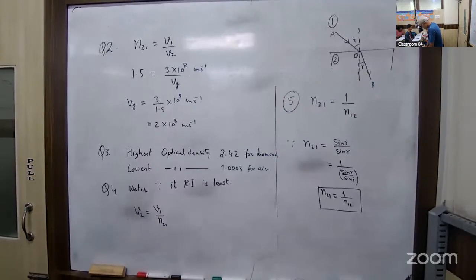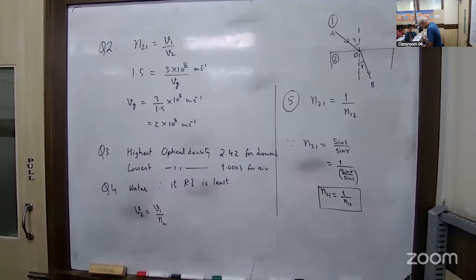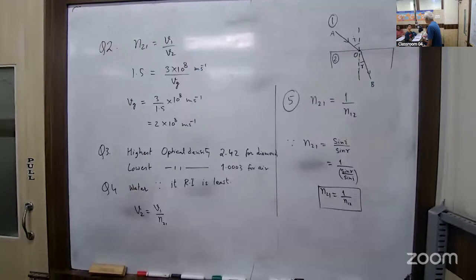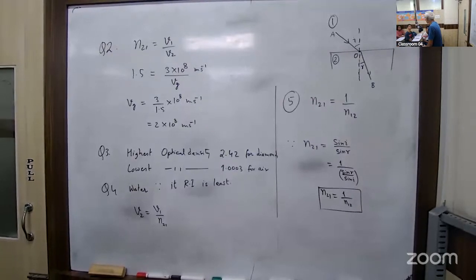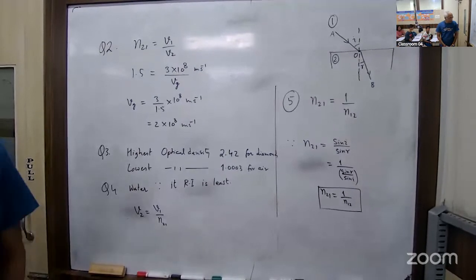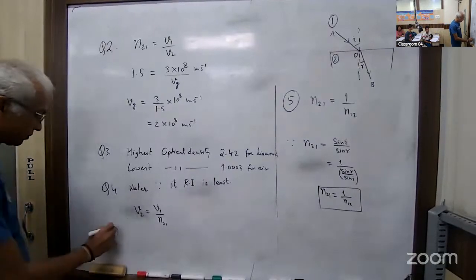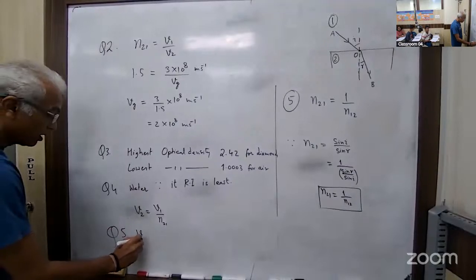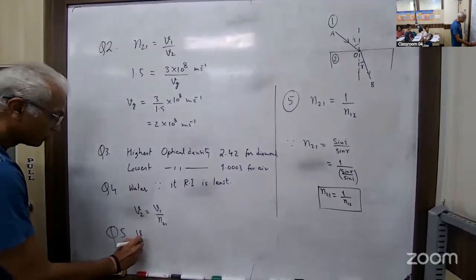Okay, last question. The refractive index of diamond is 2.42. What is the meaning of this statement? The speed of light is least in diamond, right? So this means that, look, diamond is your medium 2.